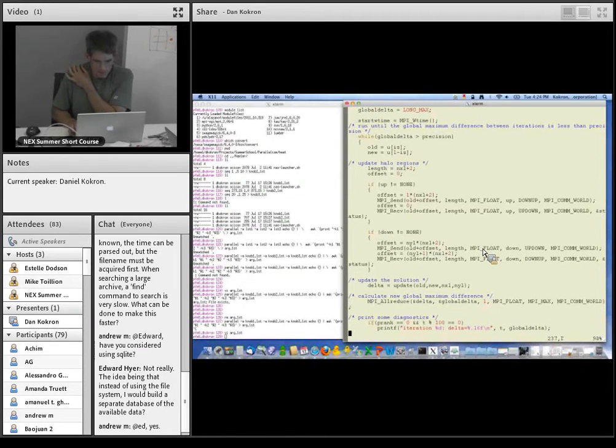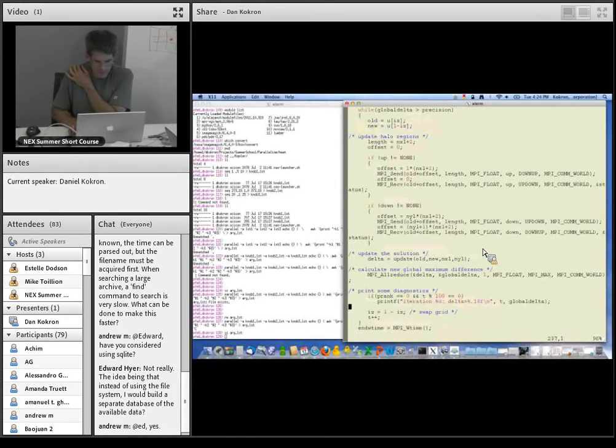Once we've achieved the solution, we stop the timer and we print out some more diagnostics, and then we call finalize to shut everything down. Any questions there? Okay, I'm going to try to get in and actually run this.